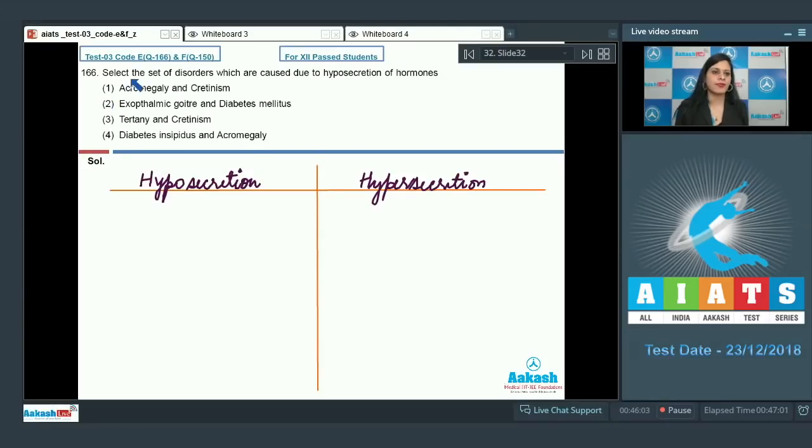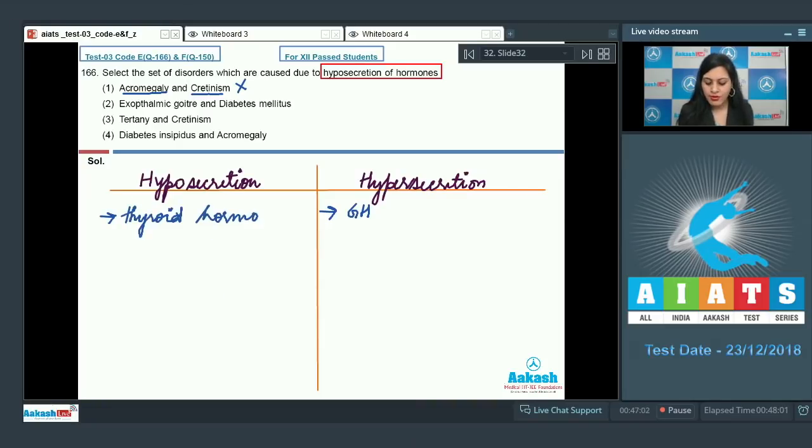Question number 166. Select the set of disorders which are caused due to hyposecretion of hormones. The very first option given is acromegaly and cretinism, and this is an incorrect option because acromegaly is caused due to hypersecretion of growth hormone. On the other hand, cretinism is caused due to hyposecretion of thyroid hormone.